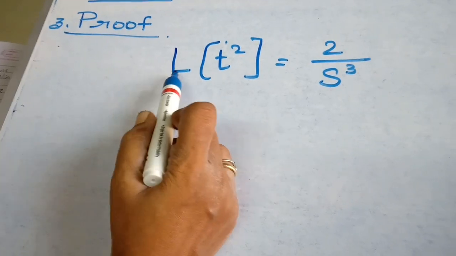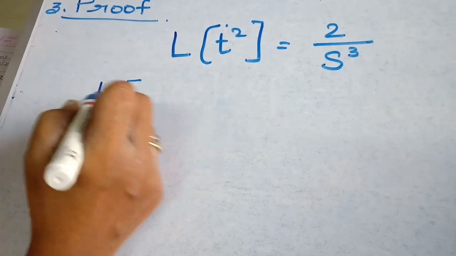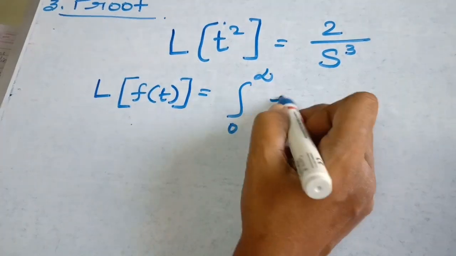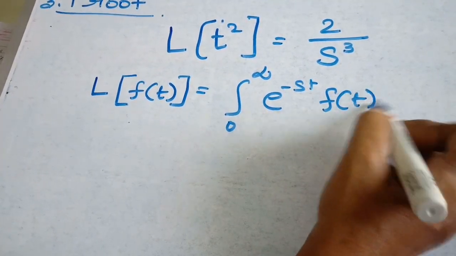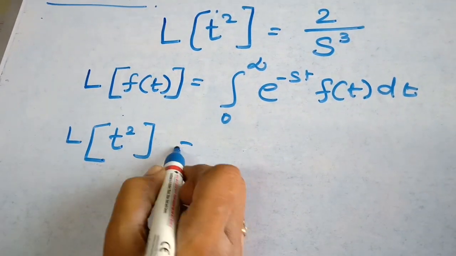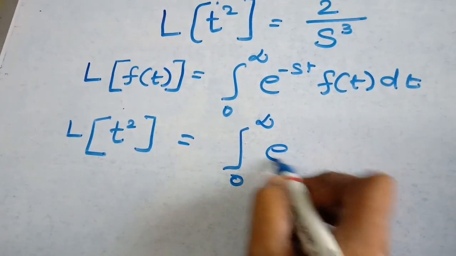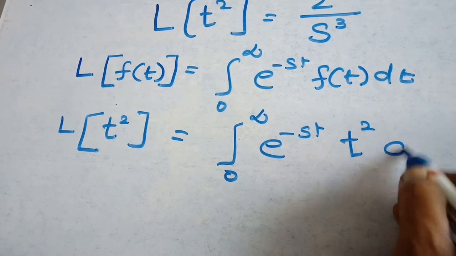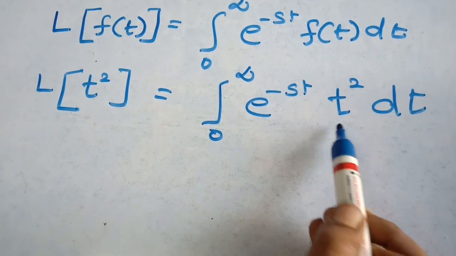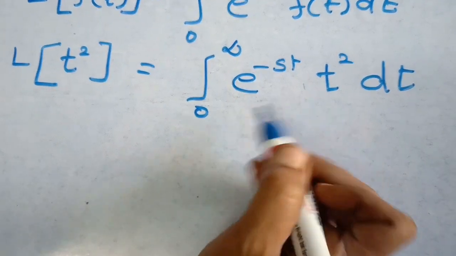Now we prove that Laplace transformation of t square is 2 by s cube. Again you write the definition of Laplace transformation. L of f of t is the integral from 0 to infinity of e power minus st f of t dt. Now we are going to find Laplace transformation of t square. So in the place of f of t we have t square: the integral from 0 to infinity of e power minus st t square dt. How to integrate this? This being the combination of an algebraic function and an exponential, we should use the UDV formula.